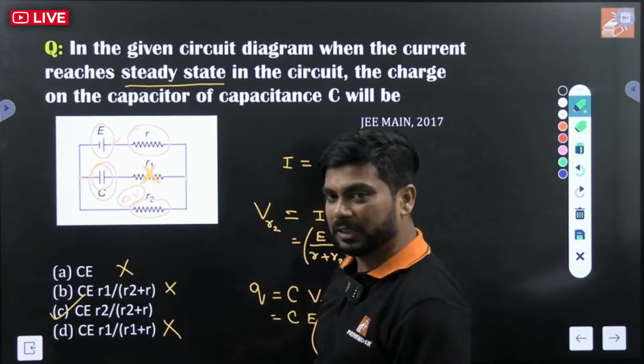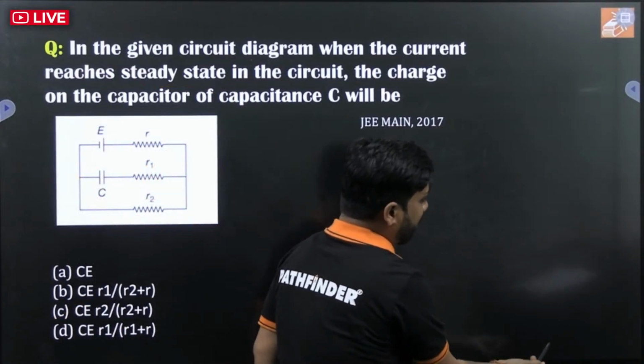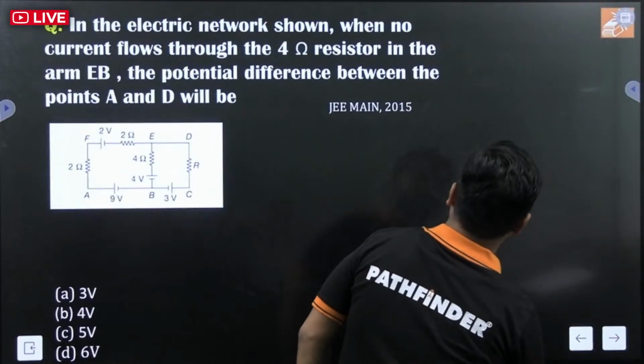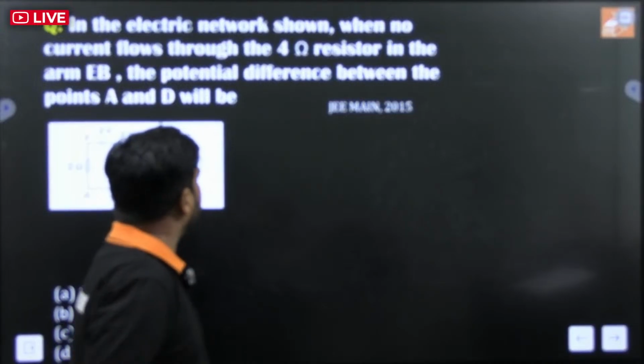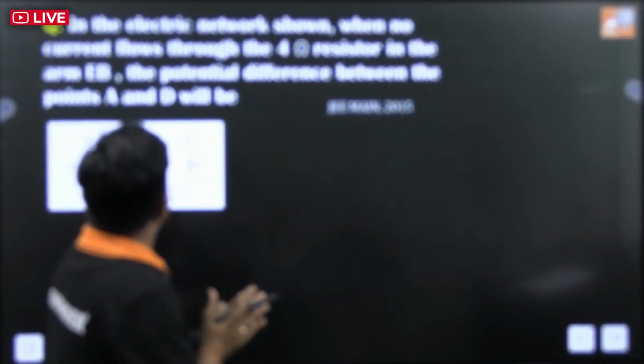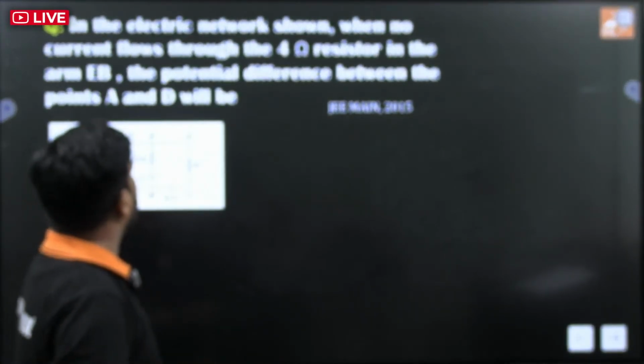So let's move to the next question of this series. Now this question has been asked in JEE Main 2015. Right? Let me read out the question. In the electric network shown, when no current flows through the 4 ohm resistor, there is no current flowing across this 4 ohm resistor in the arm EB. The potential difference between the points A and D will be. So basically you have to find out the potential difference between these points.